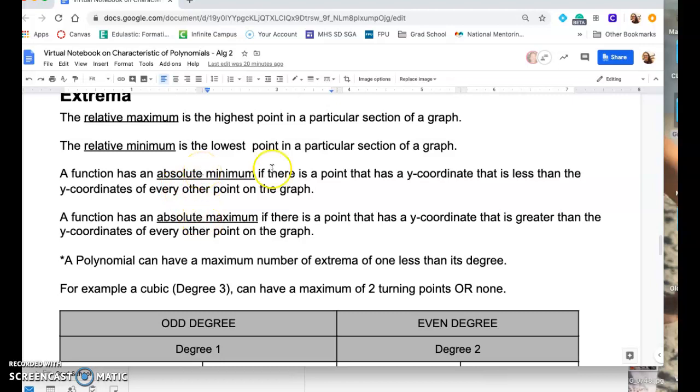An absolute min is a y-coordinate that is less than the y-coordinates of every other point on the graph. We'll go over what that looks like. And an absolute max is the highest y-coordinate compared to every other point in the graph.